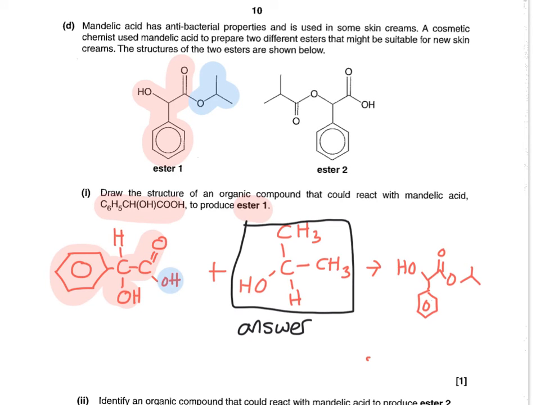So what you need to put is the structure that's in the box. All I've done is draw it out as an equation so you can see how the mandelic acid will react with that structure to make ester 1. So let's now move down the page again.